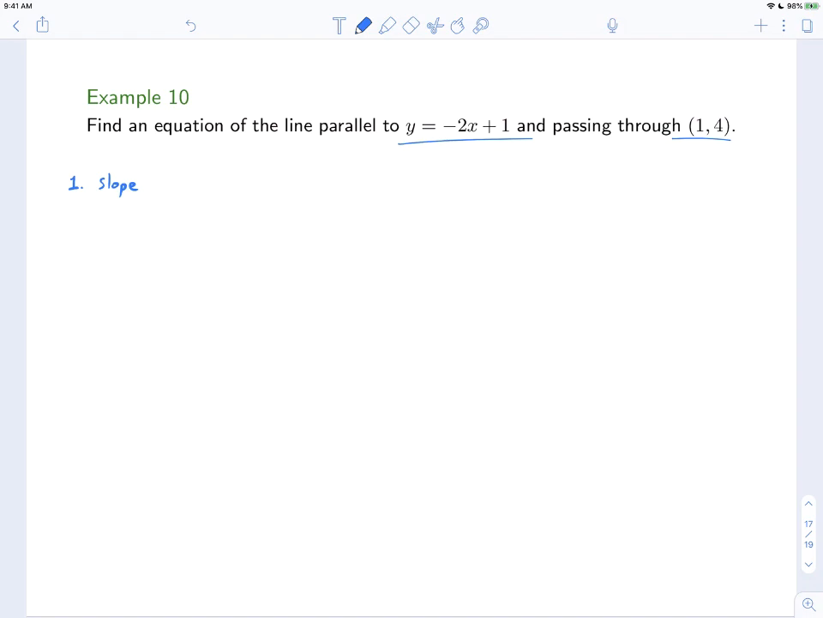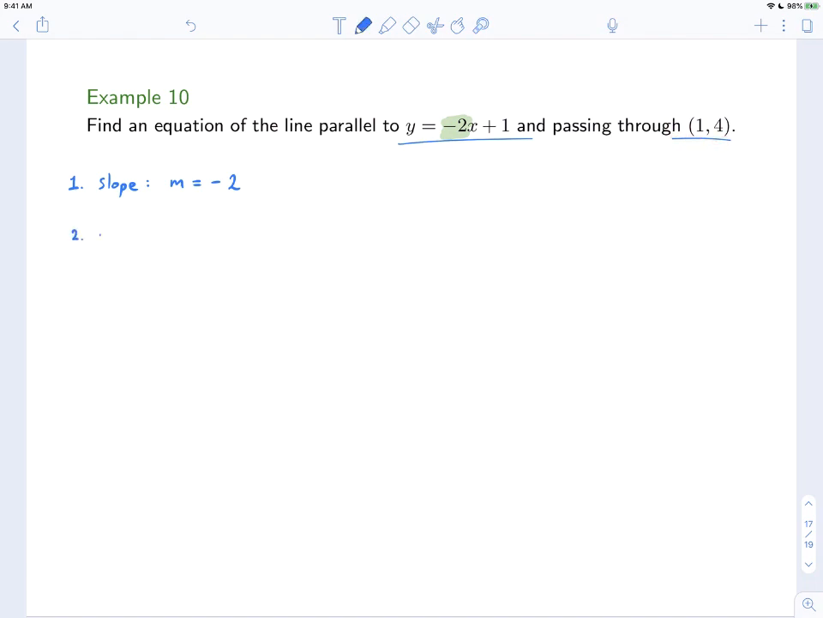Now, how do we find the slope? Well, what we know is the line that we're looking for is parallel to this given line. Since it's parallel, that means it has the same slope. Well, there's your slope right there. It's the coefficient of the x term. So the slope is m equals -2. Because we're finding an equation for a line parallel to this line. So this line has slope -2, so our new line, which is parallel to it, will have the same slope, which is -2.